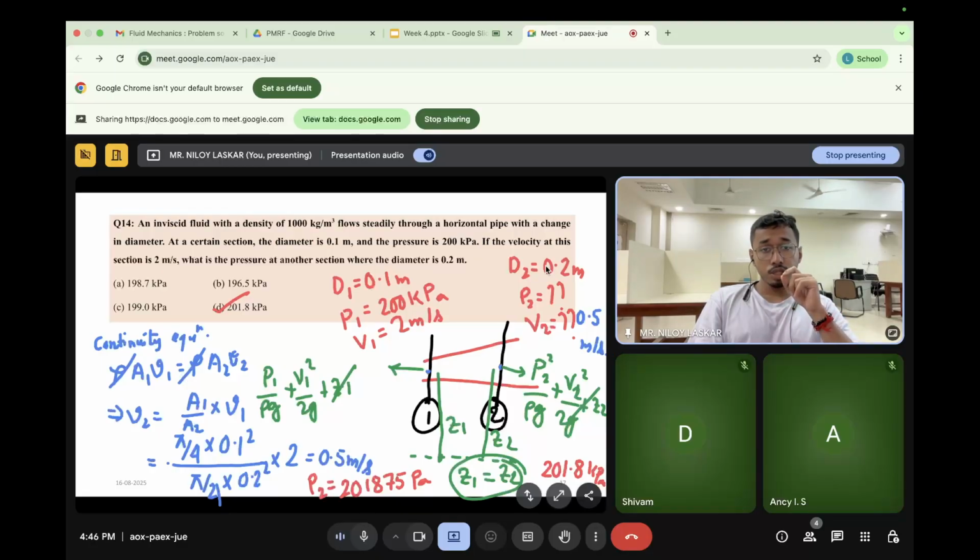So this type of question is quite important because initially I have to find out this V2 using this continuity equation, and after that I will be able to utilize this Bernoulli equation at section 1 and 2. That means this energy head at both the sections should be equal, and using this concept I find out this thing.